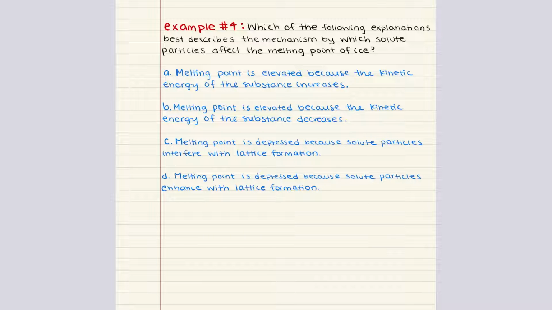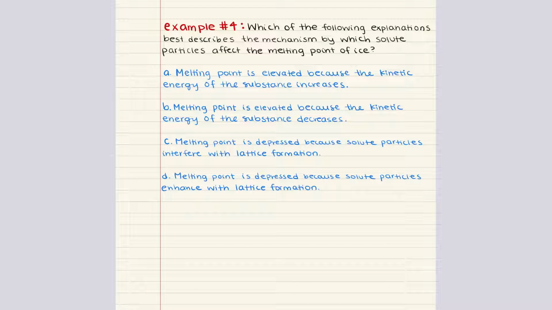Problem 4 asks, which of the following explanations best describes the mechanism by which solute particles affect the melting point of ice? A says melting point is elevated because the kinetic energy of the substance increases. B says melting point is elevated because the kinetic energy of the substance decreases. C says melting point is depressed because solute particles interfere with lattice formation. And D says melting point is depressed because solute particles enhance lattice formation.